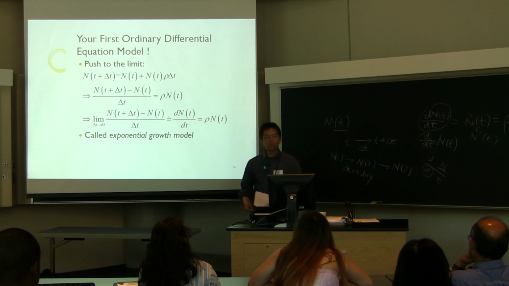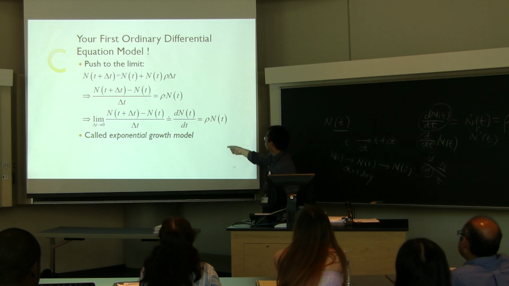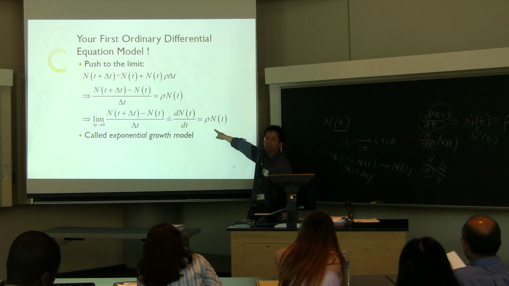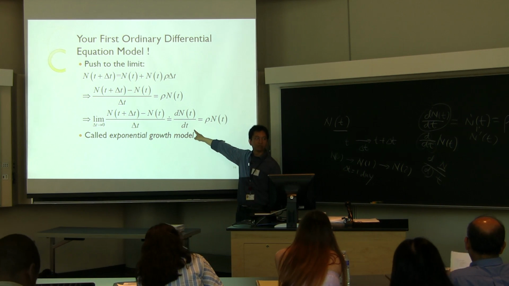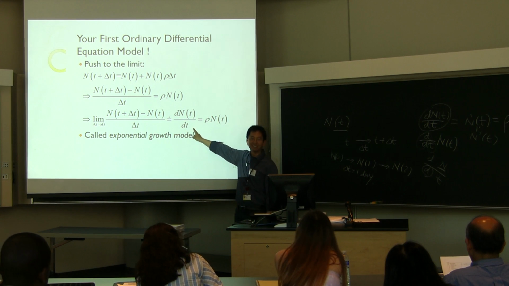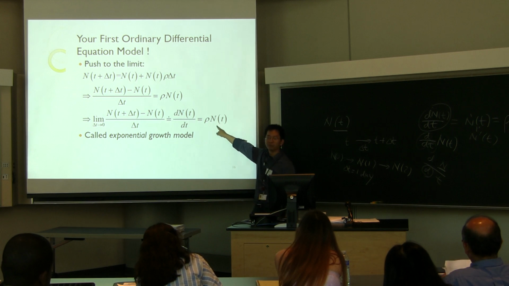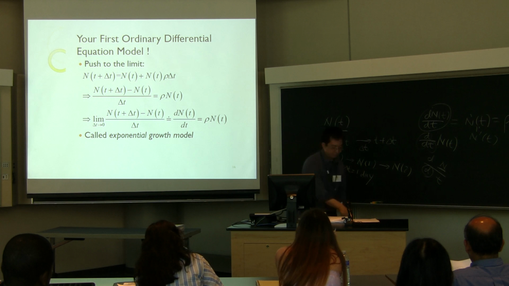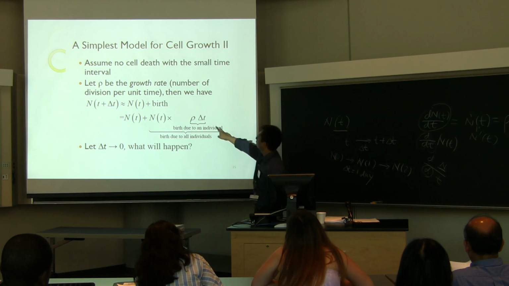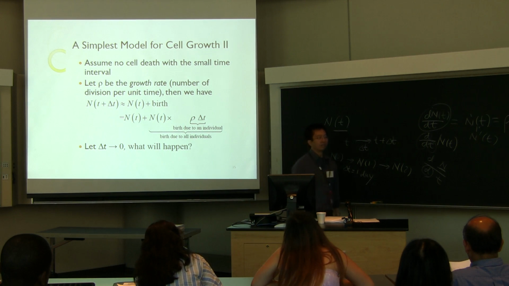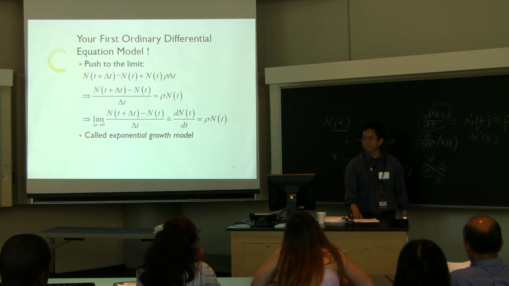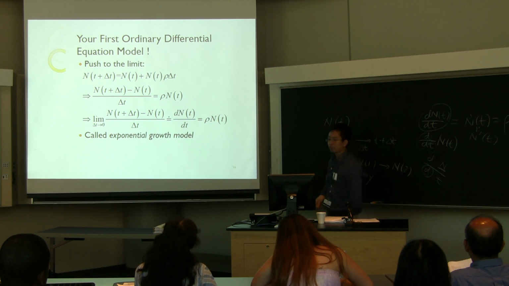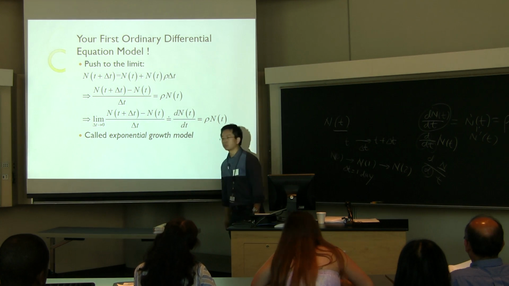So now, okay, I will be proud of saying we have our first model, our first series model, and dn/dt is equal to rho multiplied by n. That's what we derived from here. So this model is also called the exponential growth model.